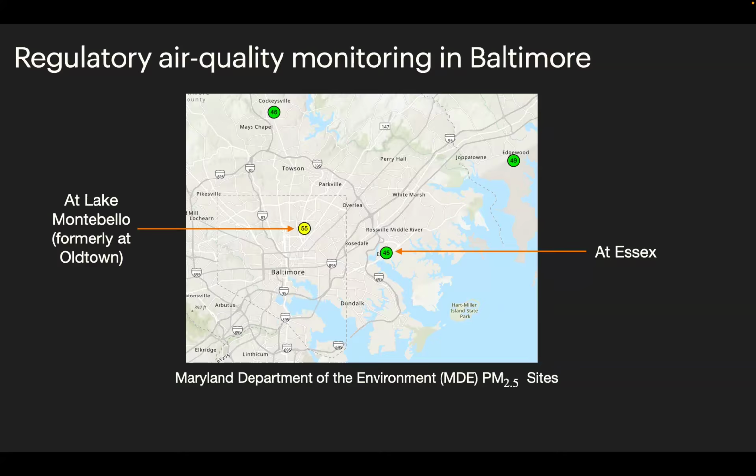So within the city, essentially, there is a single site. It used to be in a heavily trafficked center at Old Town. Now they've moved it close to a lake in the middle of a park at Lake Montebello. So I'm not sure how representative that measurement is for the city either. But either way, you can see that with these reference measurements, you don't get any information about how air quality varies within the city.